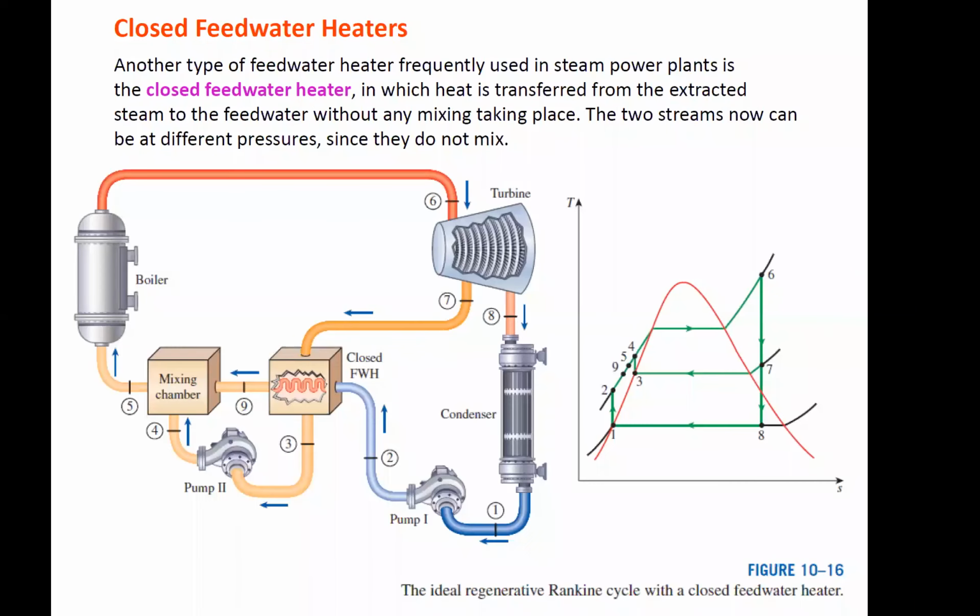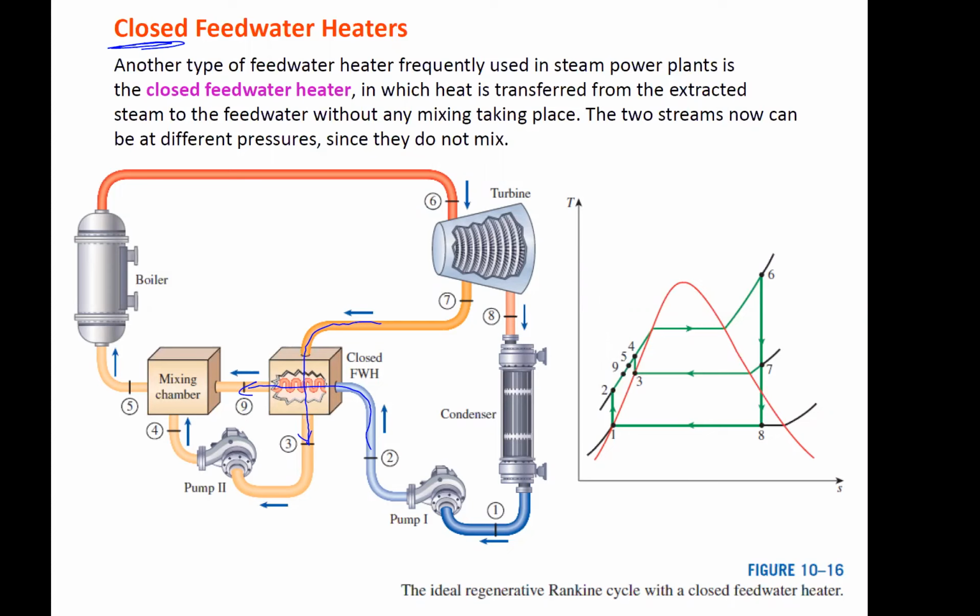And we'll do an example on that in class. The closed feed water heater, the difference in this one is now the fluids aren't touching directly, so they're at different pressures. So 7 is flowing to 3 and just exchanging heat with 2 to 9, but the pressures aren't the same. For the open feed water, they were the same pressures because it was all open, all mixing.